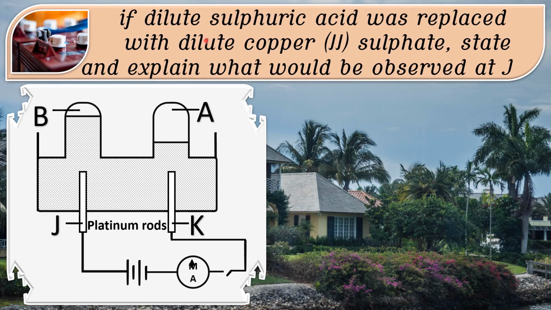They're still saying if dilute sulfuric acid was replaced with dilute copper 2 sulfate, state and explain what would be observed at J. We have looked at what was observed at K. Now they want us to explain what is going to be observed at J. What do you think is going to be observed at J?